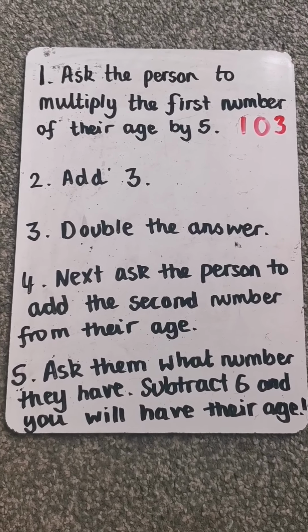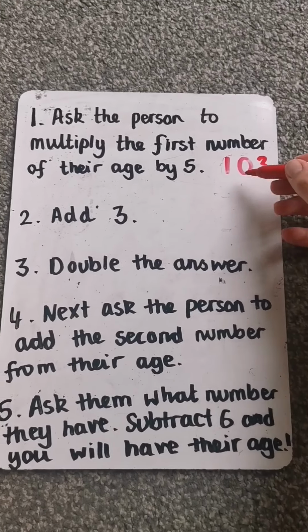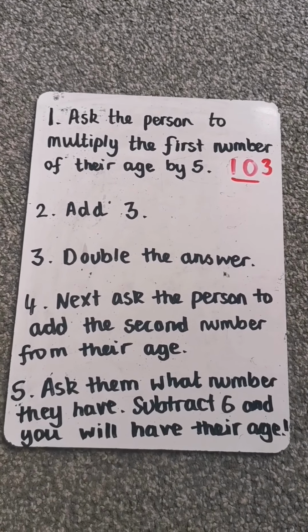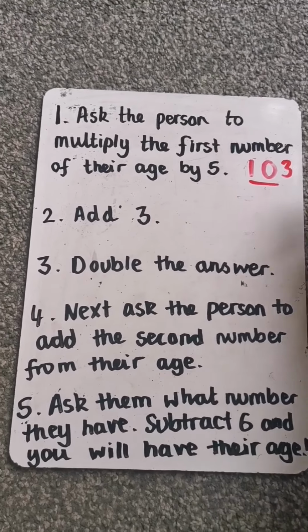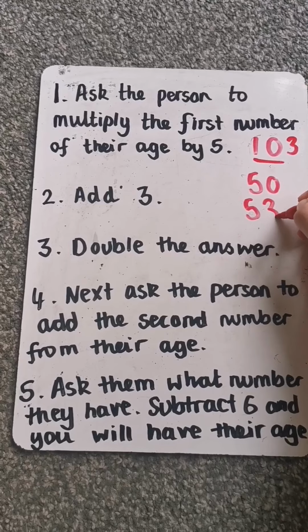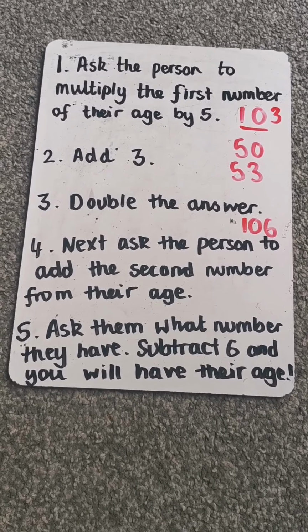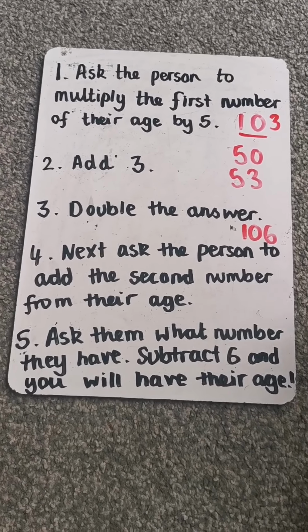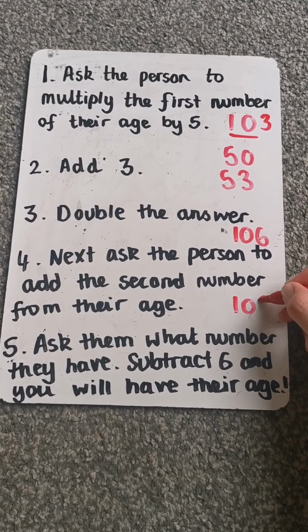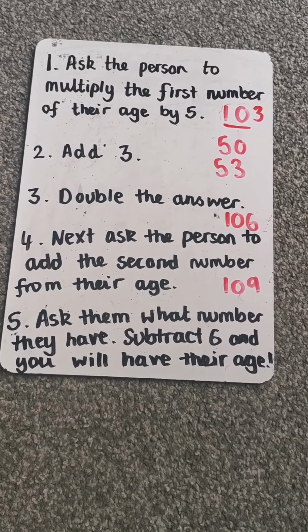So if the person you're asking is over 100, so for example 103, you would get them to multiply the first numbers, so it'd be 10, by 5. So 10 times 5 is 50. Add the 3 is 53. Double that would be 106. So now they need to add the 3 to the 106, which would be 109. Ask them what number they have, they'll tell you 109, get them to subtract 6 and you would be left with 103.